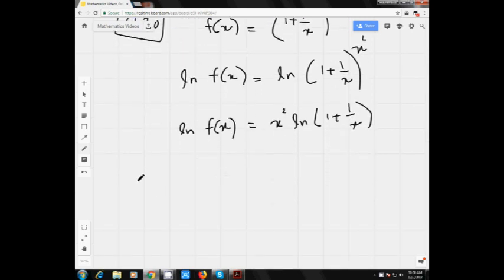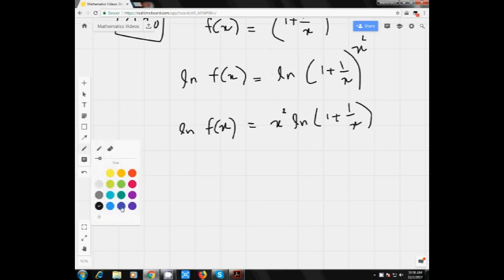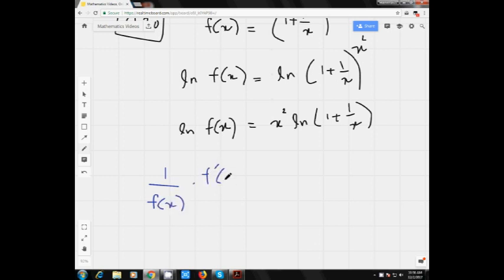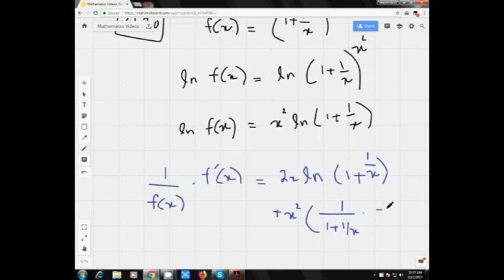Next, you have to differentiate both of the sides by making use of power rule, and here you may have to apply the natural log rule. 1 divided by f of x times f dash of x, product rule here, plus first function as it is, the derivative of the second one, derivative of 1 divided by 1 plus 1 divided by x multiplied the derivative of this 1 plus 1 by x, it is negative 1 by x square. You must be familiar with the power rule, etc.